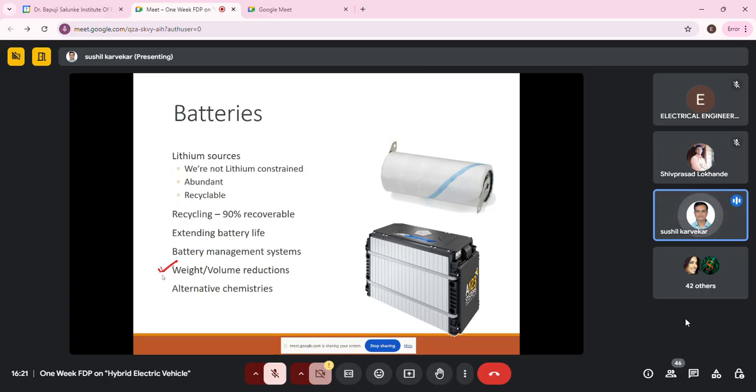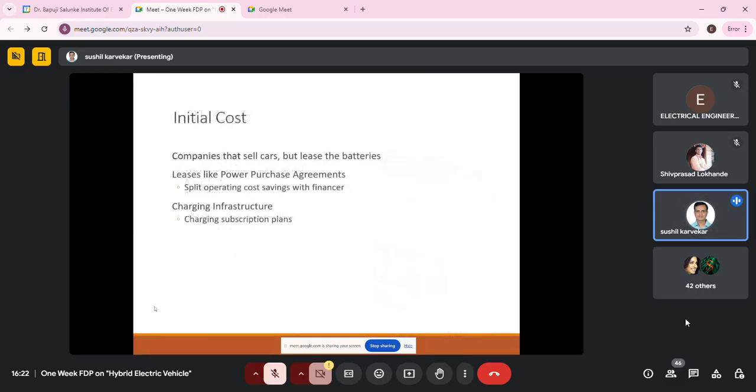Next, as compared with other types of batteries, this has very little maintenance. Then, by using BMS systems, we can improve the battery life. And there are also alternative battery chemistries of lithium polymer compounds, which are further on the higher side of specific energy and weight to volume reduction. So that is again a good advantage.